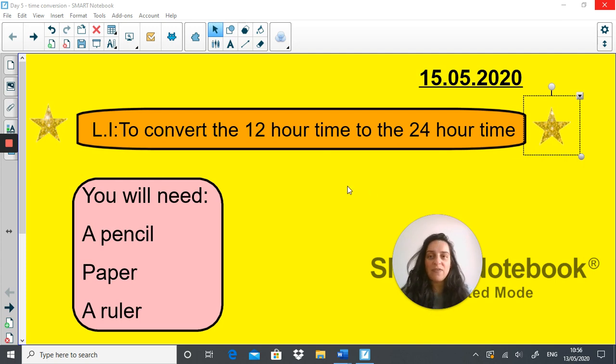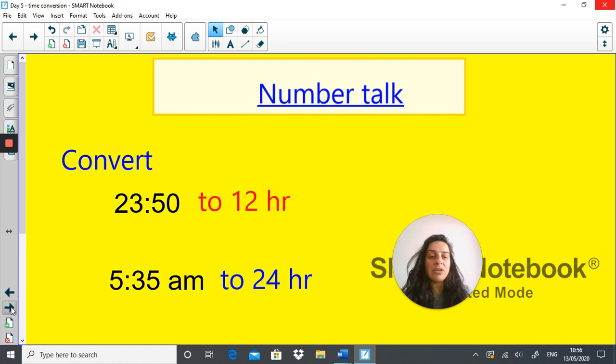Right, so let's go on to the first page, which you'll be familiar with now because it is our number talk. Just to get ourselves going, get us in the mood of dealing with time. So just pause the video and complete these 2 tasks. Convert 2350 to a 12-hour time, and convert 5:35 a.m. to 24-hour time. So pause the video and do that now.